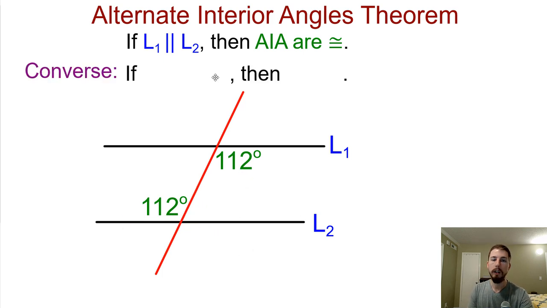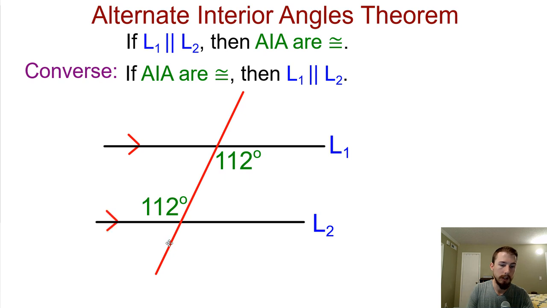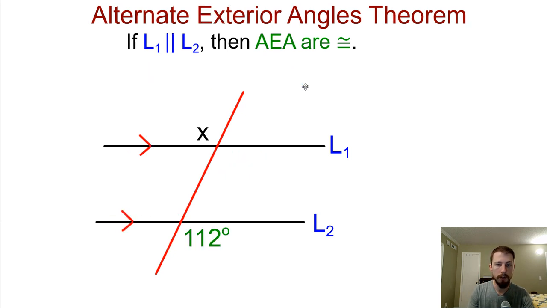So for the converse of the alternate interior angles theorem, we just switch the order. So if the alternate interior angles are congruent, then the lines have to be parallel. So if I tell you these two alternate interior angles are congruent, they're both 112, then what does that tell us? It tells us that the lines have to be parallel. We can conclude that by the converse of the alternate interior angles theorem.